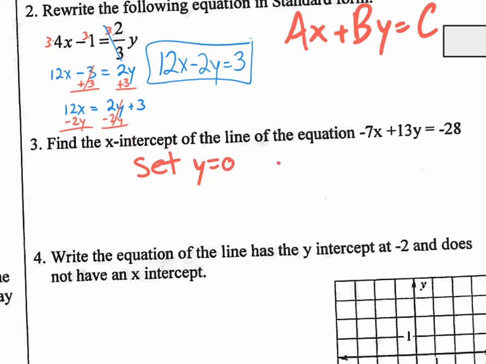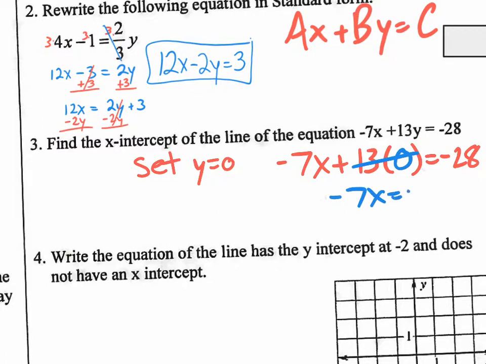So I really have negative 7x plus 13 times 0 equals negative 28. So I'm plugging in 0 for y. 13 times 0 is nothing. So I really have just negative 7x equals negative 28. And of course, to solve that, all you need to do is divide by negative 7, divide by negative 7. So our x is what? 4, positive 4. Negative divided by negative is positive.